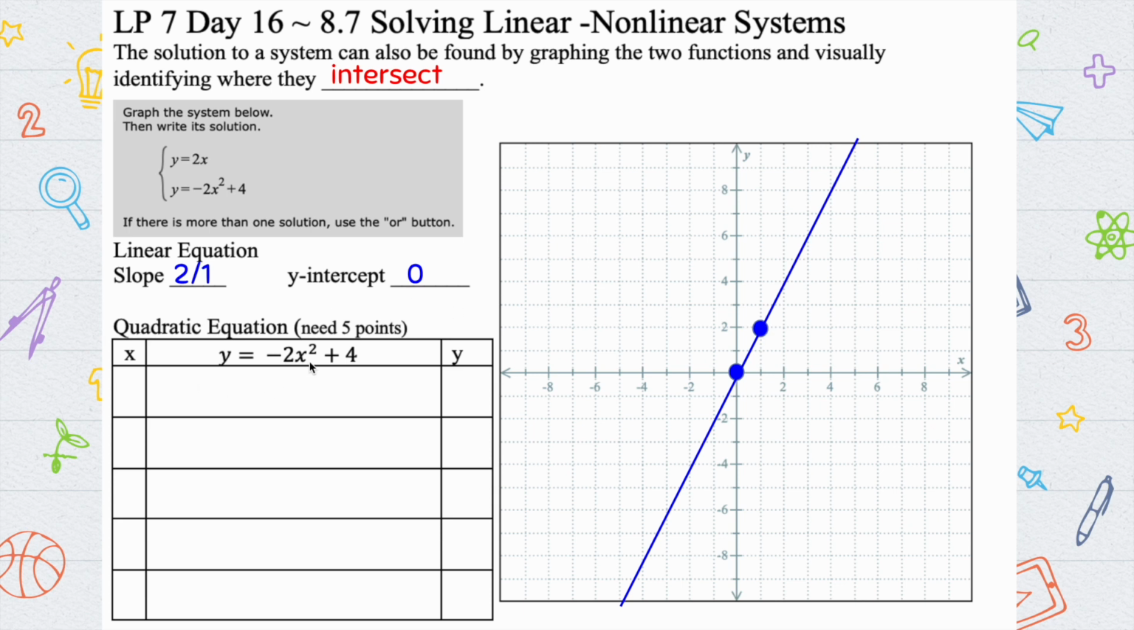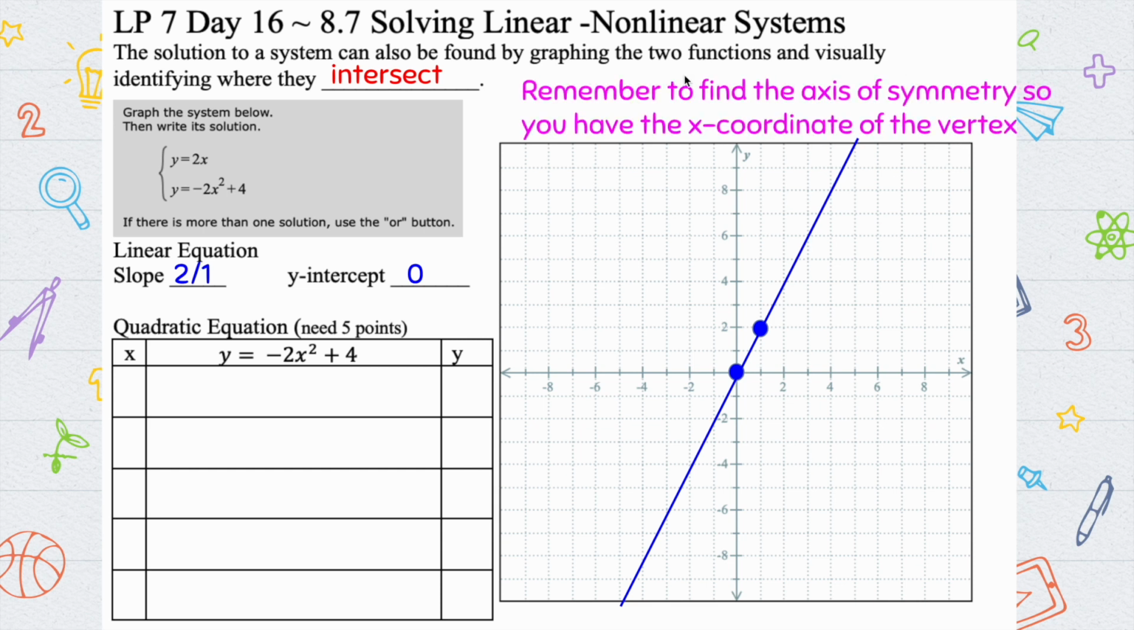Now I need to do my quadratic. I do want to identify my axis of symmetry so that I know the x-coordinate of my vertex, because that'll definitely be very helpful to pick my points. Because remember, when you're graphing a quadratic, you need 5 points. You need the vertex and 2 points to the left and 2 points to the right. Okay. So I know it's been a little while since we've graphed a whole lot of quadratics, but we did this a lot in the first semester.